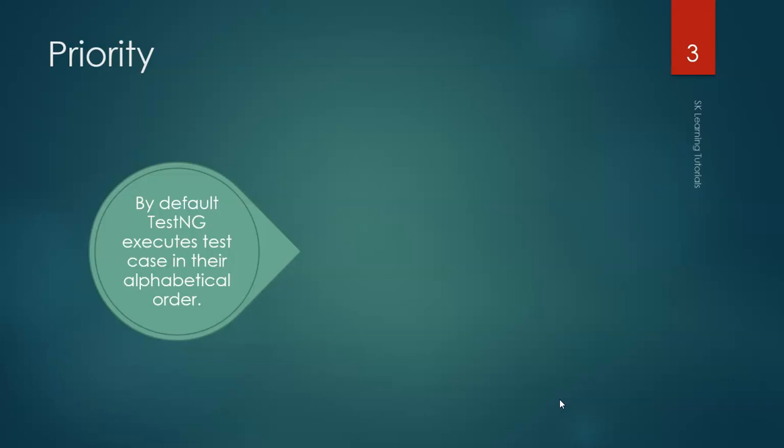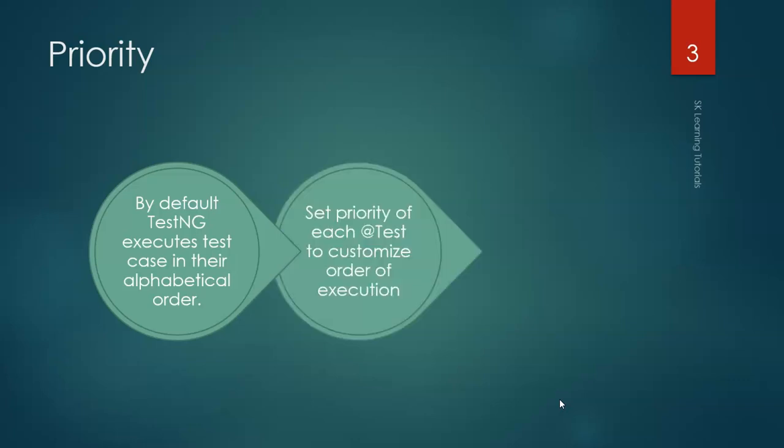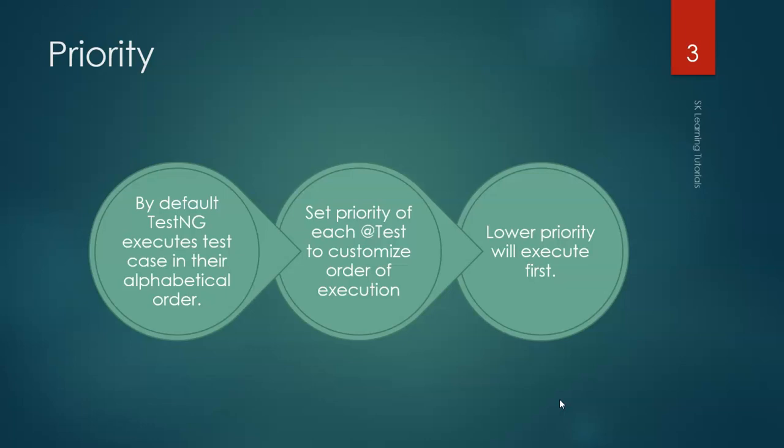When you are not satisfied with the default order of execution, TestNG provides flexibility to customize the order of execution with the help of the priority attribute. So you need to set the priority attribute for every test case to customize the order of execution. When you set the priority attribute for the test cases, you will have to specify a numeric value, where the lower priority value will be executed first.